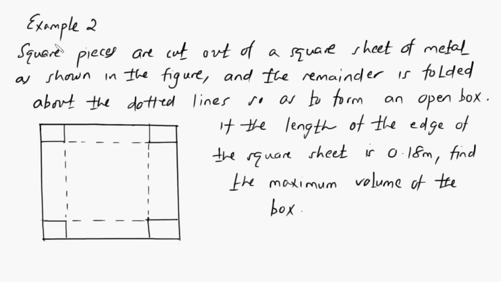It says square pieces are cut out of a square sheet of metal. You see, this is a square piece, a square piece, and so on. As shown in the figure, this was one sheet, then pieces were cut out. Maybe I drew it badly, all these pieces were supposed to look like squares, but you get the point. So square pieces are cut out of a square sheet of metal as shown in the figure, and the remainder is folded about the dotted line so as to form an open box.